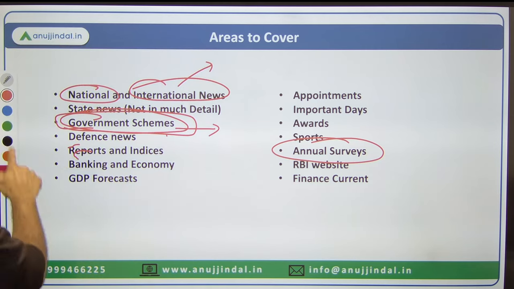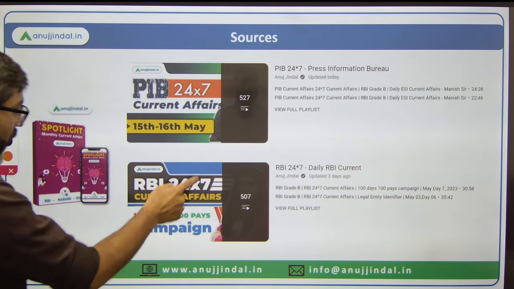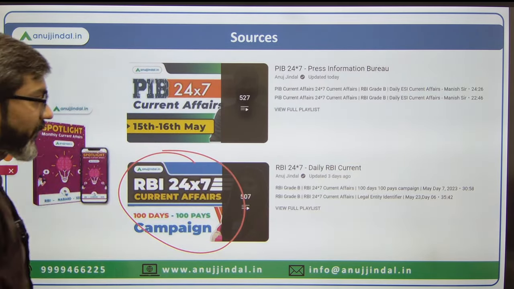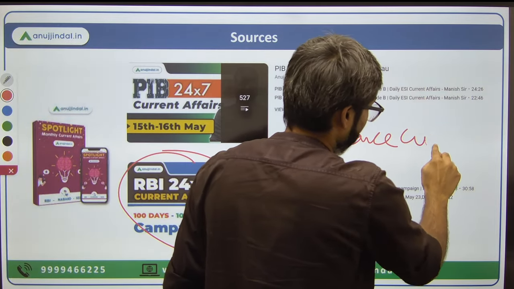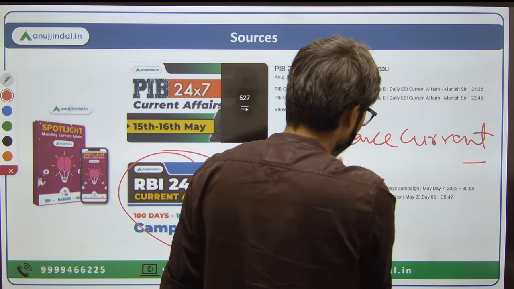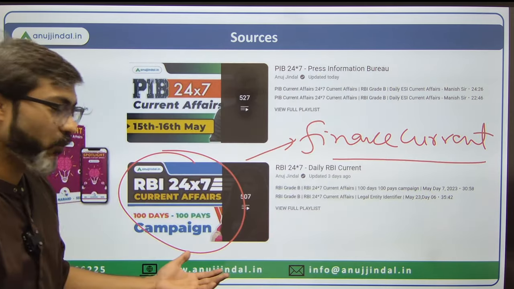Okay. Now the third source that you have to cover is RBI 247 current affairs, where we provide finance current affairs. Now, what are the sources that we cover in RBI 247?